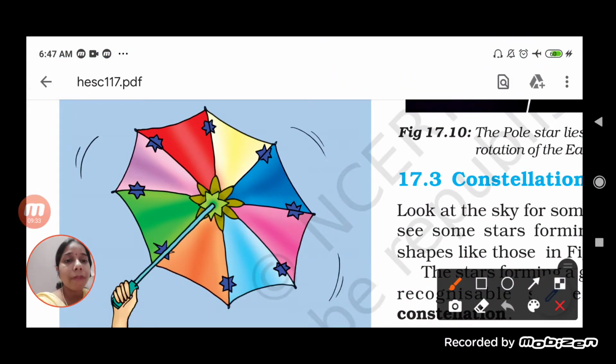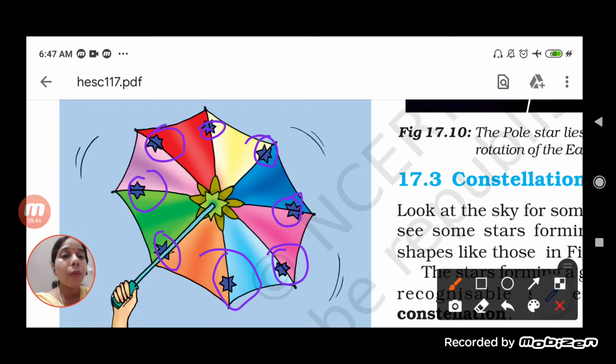So you have made some of the stars with the paper, and every time you have stuck the paper to the colored portion, to the edges of the umbrella, and one of the big stars you have taken and kept at the center. See this green color, it is present at the center of the rod of the umbrella. Now what you will do, you start rotating it.